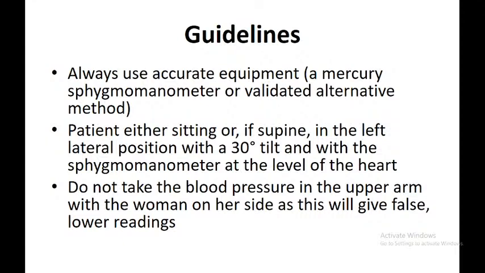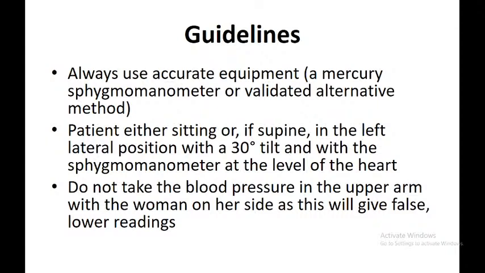So we shall start with how to measure blood pressure. So there are a few guidelines on how to measure blood pressure. Always we need to use accurate equipment, that is most important. Preferably a mercury sphygmomanometer or a validated alternative method, and the position of the patient should be either sitting or, in case she is in a supine position, preferably in the left lateral position with a 30-degree tilt, and with the instrument at the level of the heart. So always the instrument should be at the level of the heart.